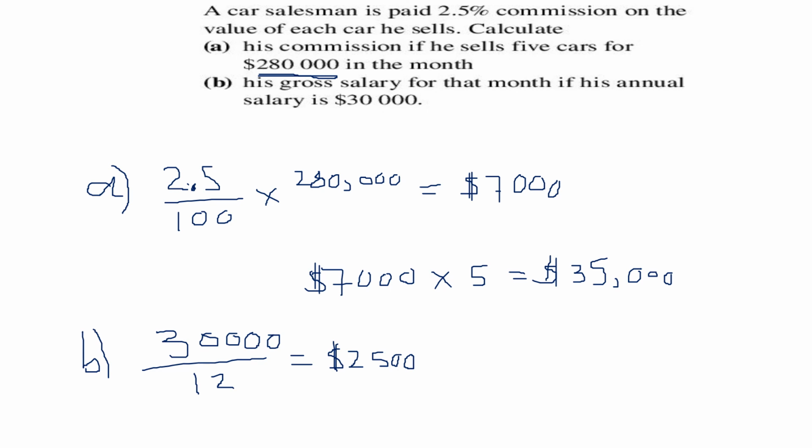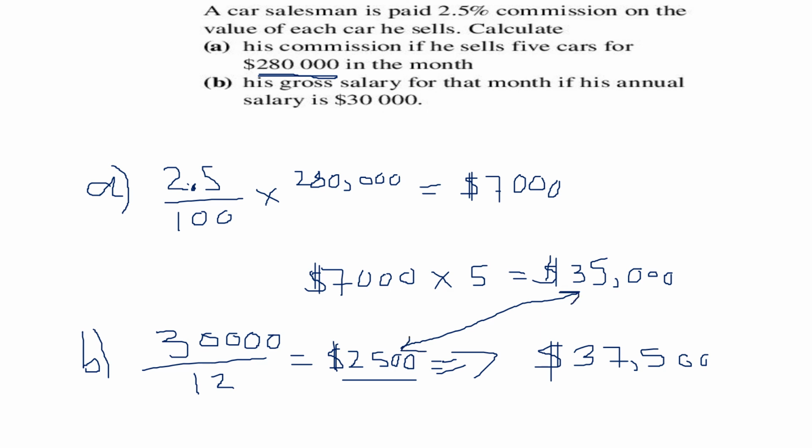But in this particular month, the question asks us, what is his gross salary for that month if he had an annual salary of this? So with the annual salary of this, his monthly salary is 2,500. And the month where he sold 5 vehicles, you just have to add that to that amount. And that month, he would have made a sum of $37,500. How did I get that? I add 2,500 with 35,000 because this happened in a particular month. So that month he made his usual salary of $2,500, but he also made $35,000 on commission for selling 5 vehicles at $280,000 at a 2.5% commission rate. Hope that makes sense to you.